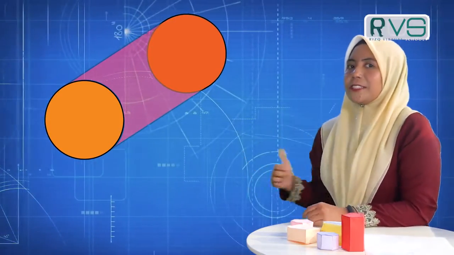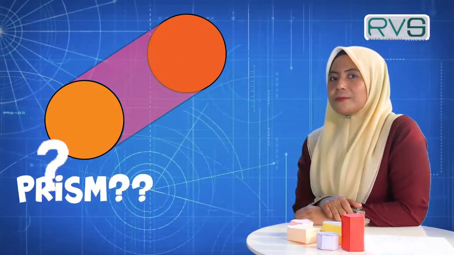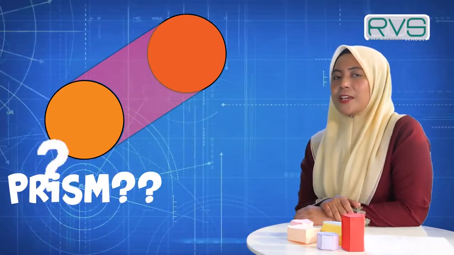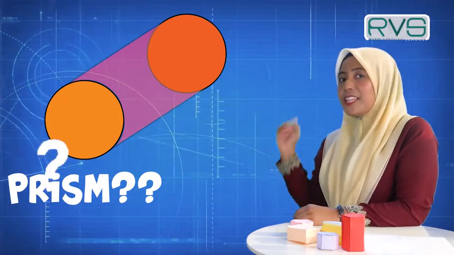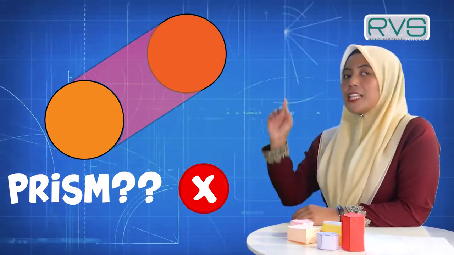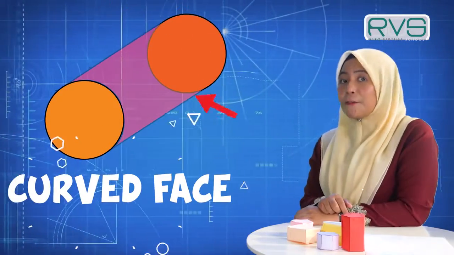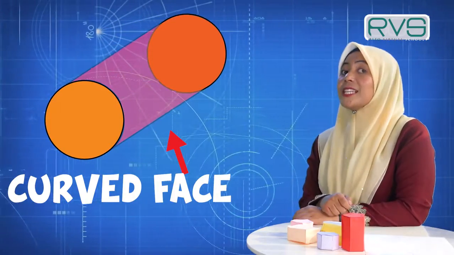Alright, let me show this picture. I want to ask you, is it a prism or not? If you say no, why? Okay, very good. This picture is not a prism. Why? Because this picture has a curved face. What is the name of this shape? Very good, it is a cylinder.